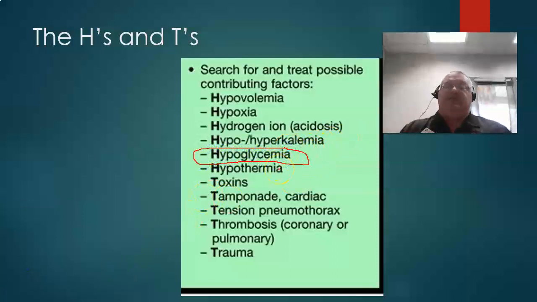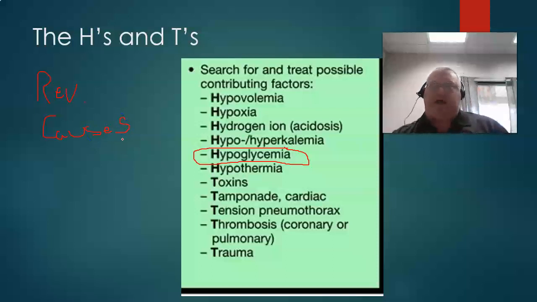When we're talking about the H's and T's, we're talking about reversible causes, okay? And I can't stress that enough. Reversible causes, okay? Things that we can fix to make everything work better. And we've kind of touched on this in our physiology and our pathophysiology. If we don't have enough volume circulating through our blood, through our pipes, everything's not going to work. If I don't have enough oxygen attaching to the red blood cells that are getting moved by this system of pipes, it's not going to work.